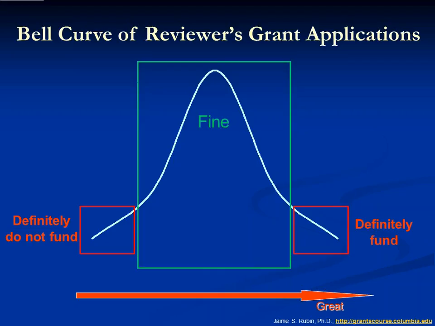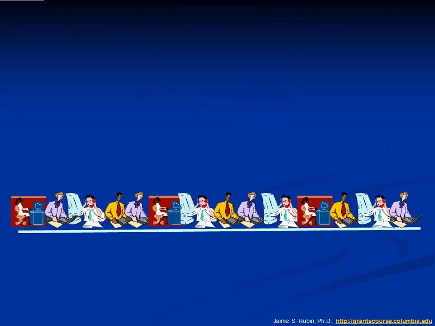But the vast majority of the grants are in the middle, and they're fine. And if there was an unlimited amount of money, they would all get funded because they're fine. But there isn't an unlimited amount of money. So it's just human nature for what the reviewers do for all these fine grants: they have to somehow find something wrong with them.